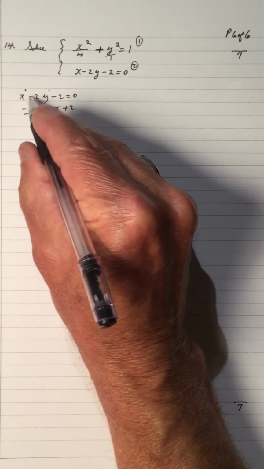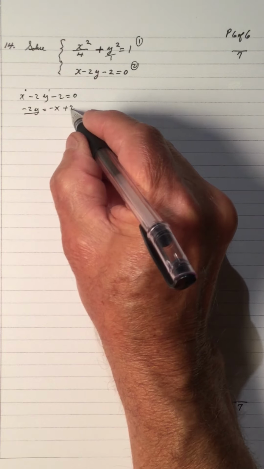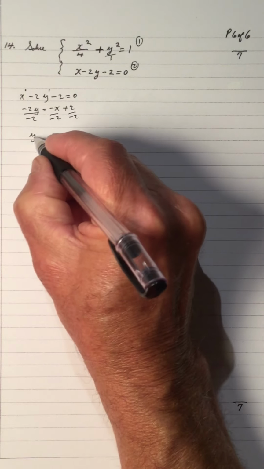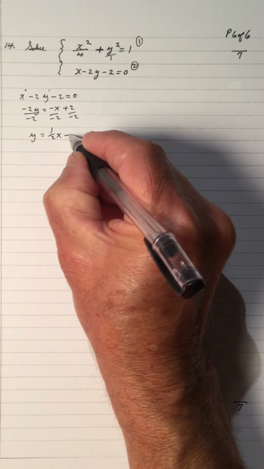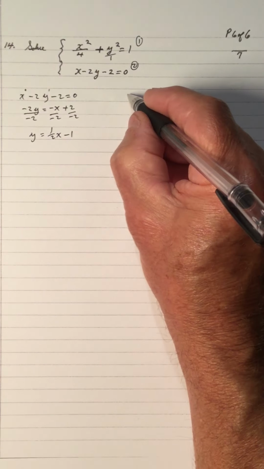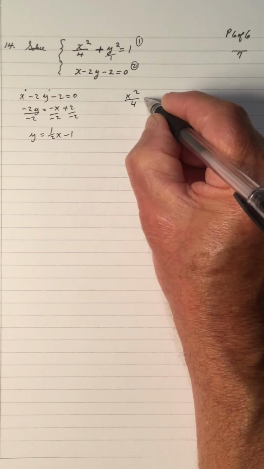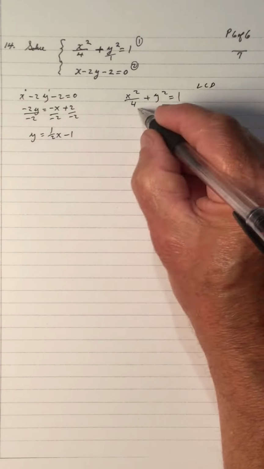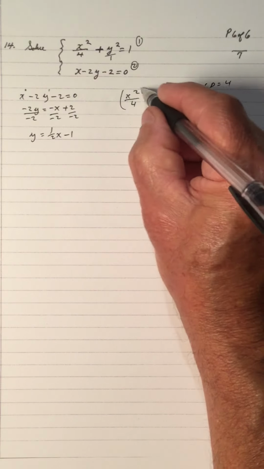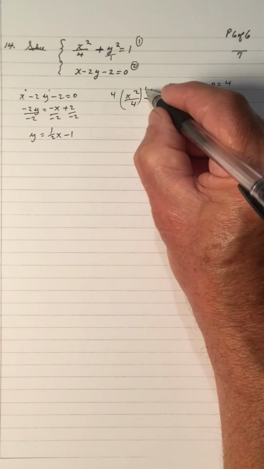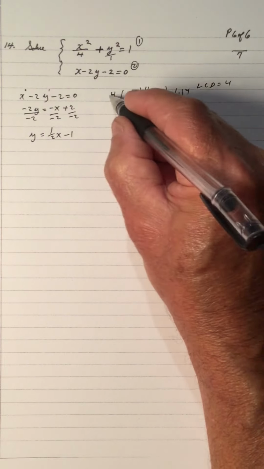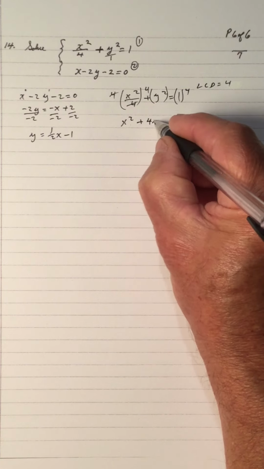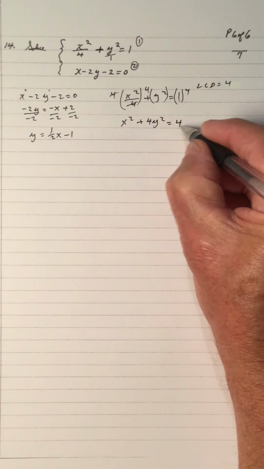y. So the x moves over to become negative, 2 moves over to become positive. Divide all terms by -2, so y equals half x minus 1. And we have the equation x squared over 4 plus y squared equals 1. And the LCD, we have a fraction, so the LCD is 4. So I multiply all parts of the equation by 4. 4's cancel, and I get an x squared. And 4 times y squared. And 4 times 1 is 4.